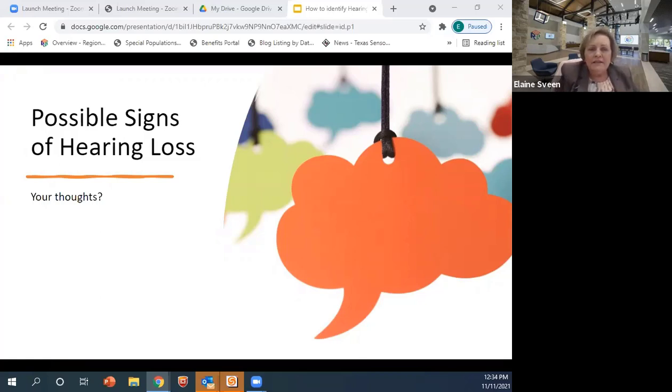So let's move on to signs of hearing loss in students who have visual impairments. We want to think about what those signs of possible hearing loss are in general, and I wanted to give you an opportunity to think about that. We can either talk out loud, or you can put your thoughts in chat. We can take it either way.